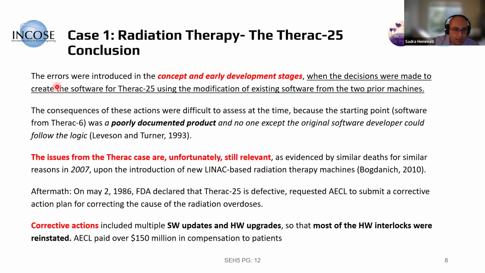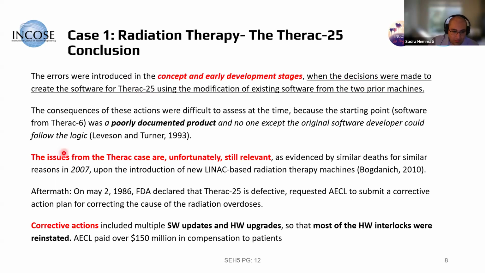And the errors that were introduced in this whole life cycle started from the concept and early development. So the decision to only modify the previous software and use it for this new higher energy version, right? It has more energy. The physics is different. The system architecture is different. You don't have the hardware. So that was a poor decision.